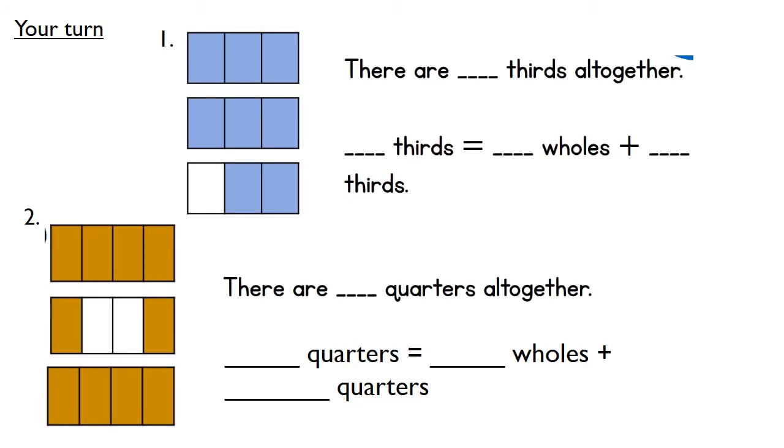Okay, Year 5, here's your first mini task. You just have to read questions 1 and 2. Question 1 says there are blank thirds all together. So you simply count all the coloured in thirds, and then you work out however many thirds there are equals how many wholes and how many thirds. Then you do the same for question 2, but this time your shapes have been split into quarters. So you count how many are coloured in, and then how many wholes, and then how many quarters there are. So pause the video here and have a go at that, and then when you play the video again, we'll go through the answers.